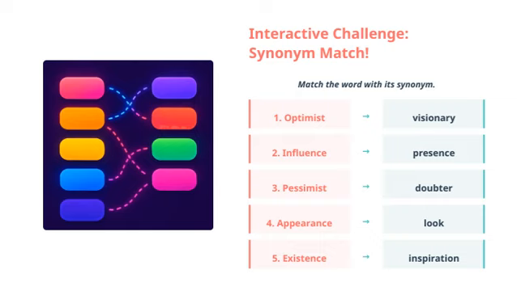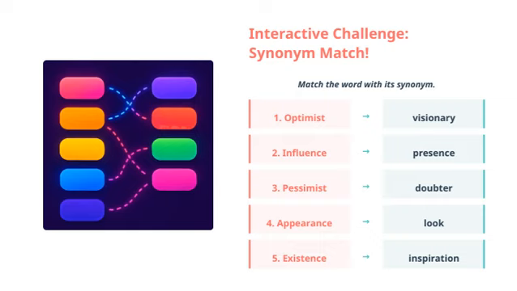Next, we move down to look, which is connected to appearance. This is pretty straightforward. How things look is directly tied to their appearance. It's about perception and the visual aspect of our environment. Then we have doubter matched with pessimist. A doubter questions and doubts possibilities, often leaning toward a negative outlook, similar to a pessimist, who tends to see the downside more readily. Following that, presence is associated with influence.